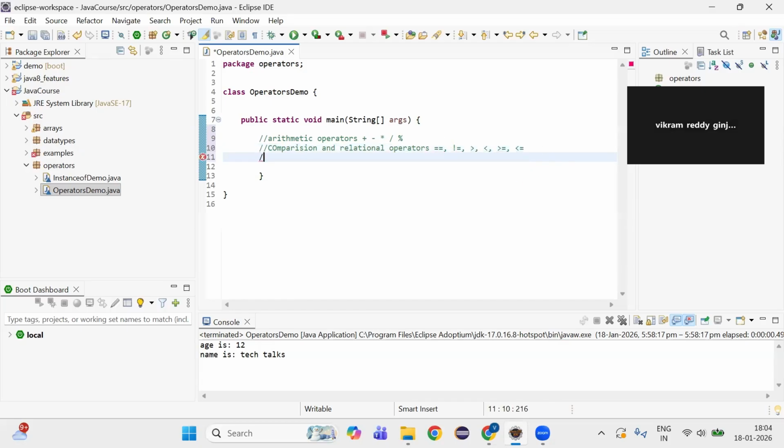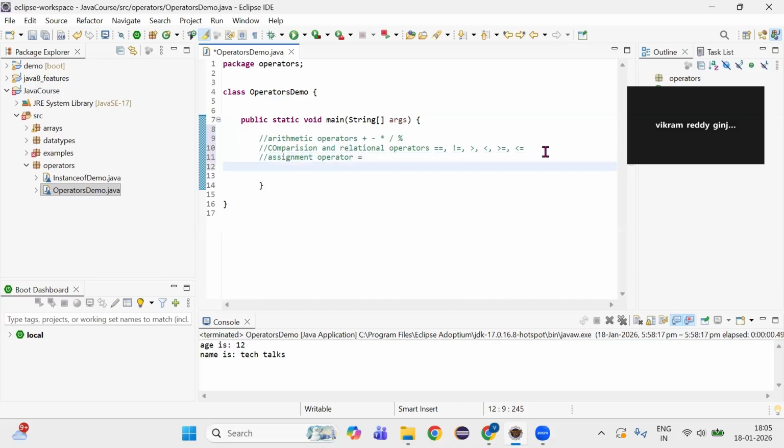We also have the assignment operator, which we have seen earlier. So how do we use it? In the assignment operator, the value on the right side of this operator will be assigned to the operand on the left side. This assignment operator is denoted by the single equals symbol.